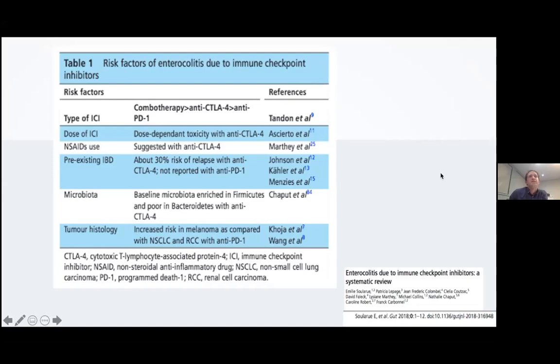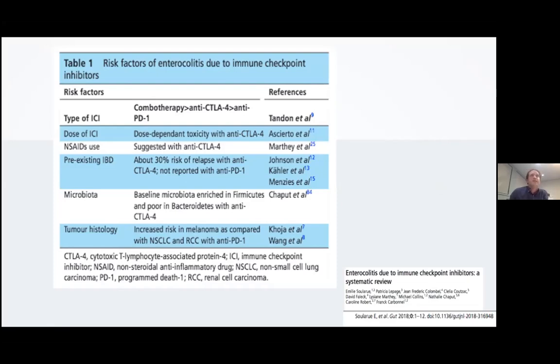But despite that, there are more and more reviews being put out, and some of the questions are being wrung out and coming out in these reviews. In terms of that, this was a fairly recent review looking at some risk factors for enterocolitis, or the colitis associated with these immune checkpoint inhibitors.